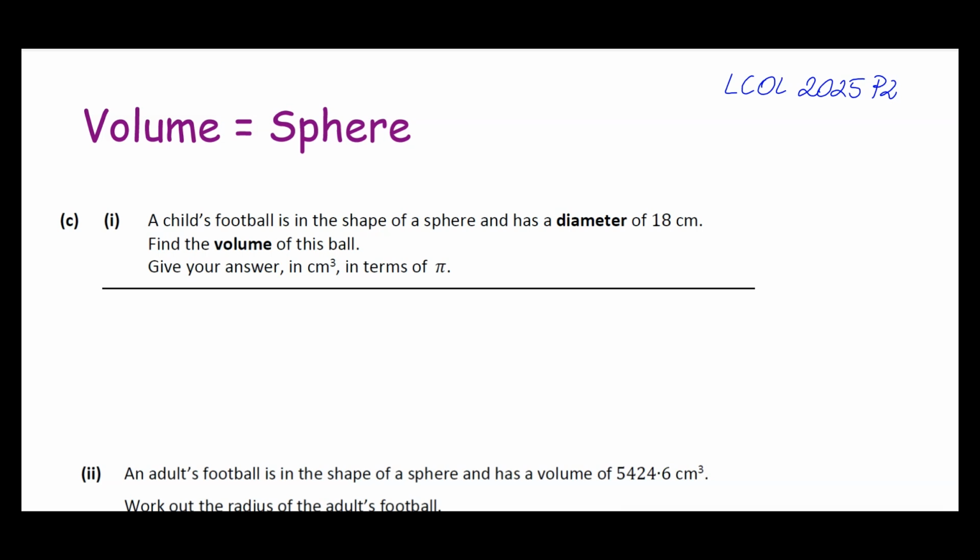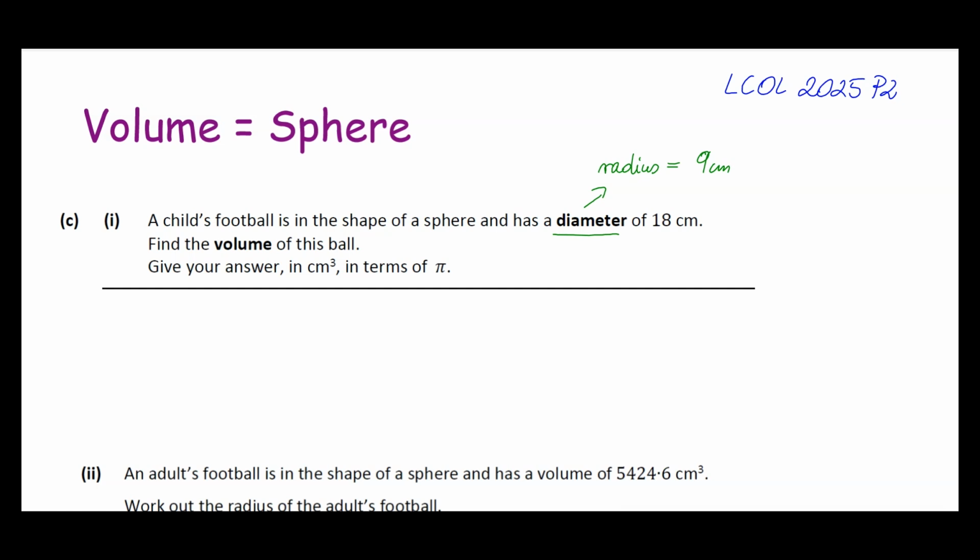Let's have a look specifically at the volume of a sphere. A child's football is in the shape of a sphere and has a diameter of 18 centimeters. In your question, when you see the word diameter, what do you think about? Radius. Why? Because in all the formulas we have radius, not the diameter. And how big is the radius? Half of the diameter. So in this case, half of 18, that is 9 centimeters.